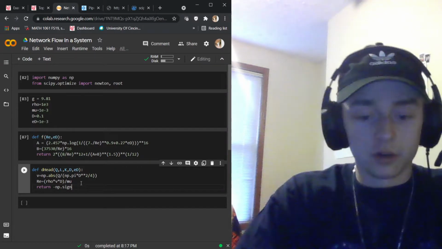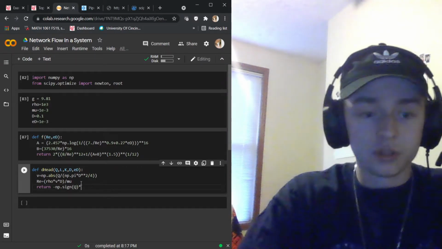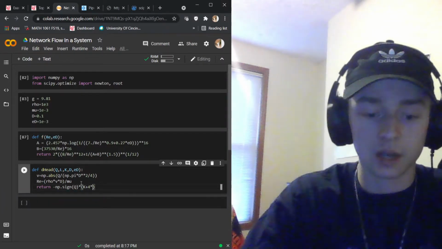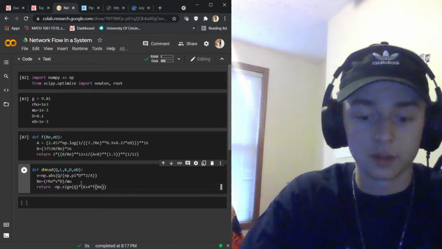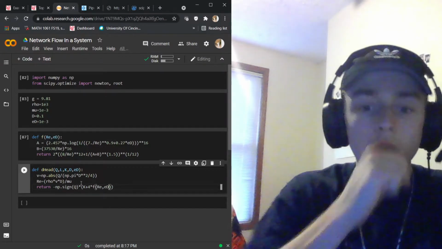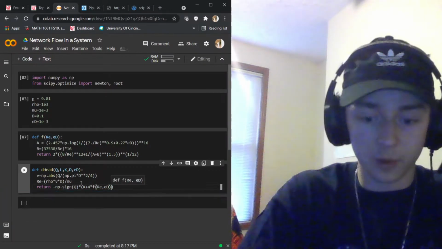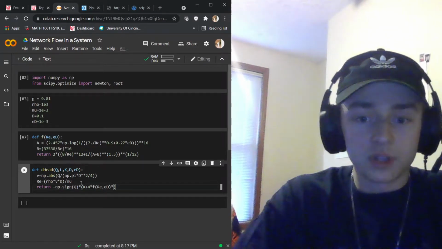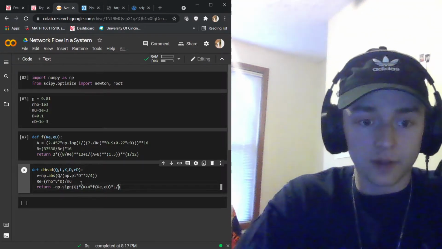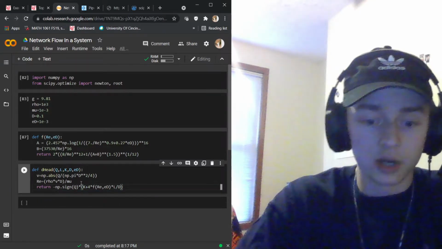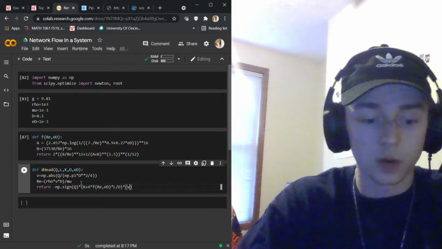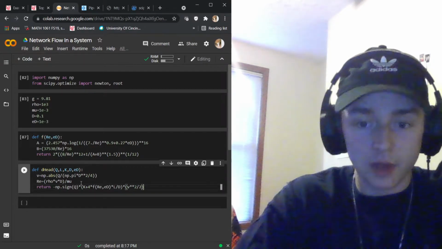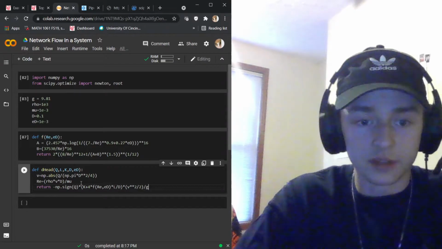But we want to return the sign of our flow times our K value plus 4 times our friction factor dependent on the Reynolds number and our relative roughness of our pipe. Times the length divided by diameter, and this quantity is times our velocity squared divided by 2, and this is divided by the acceleration due to gravity.